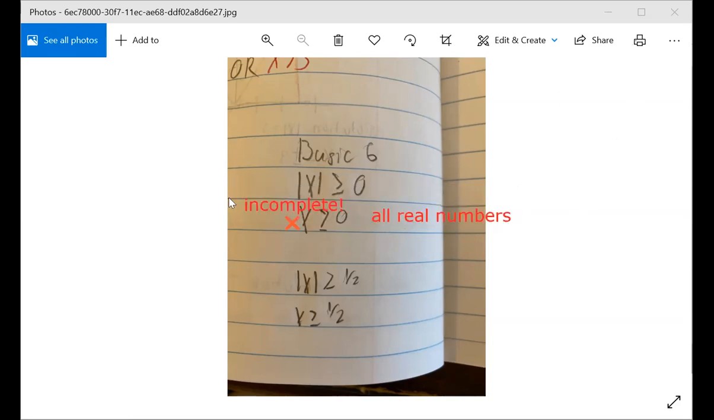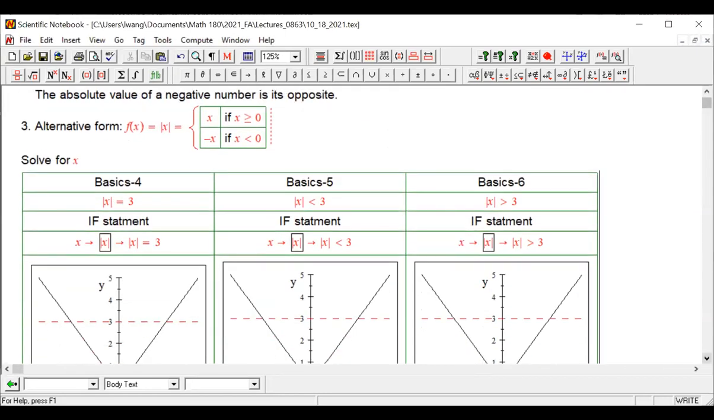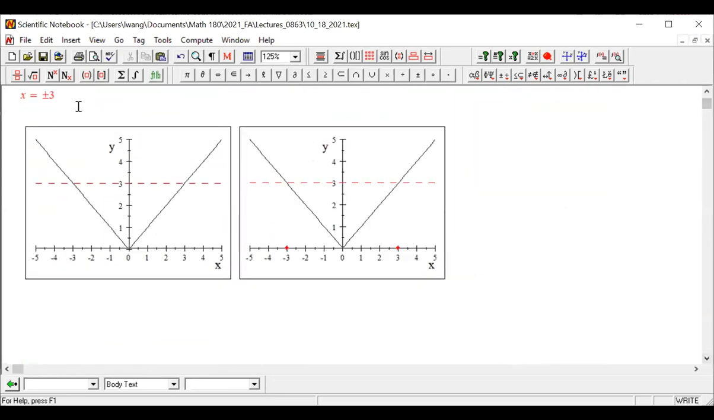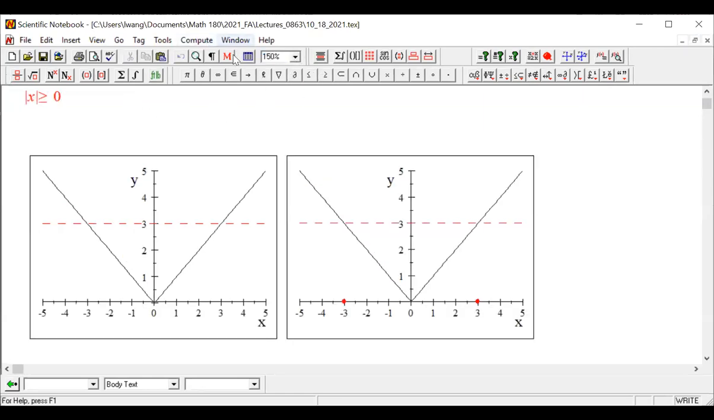Okay, so let's go back to here. Okay, we're looking for, in this situation, right? In this situation here. What we are dealing with is when the question is the absolute value of x is greater than or equal to 0, and we're asking for the solution. If this is the question, what does it mean?